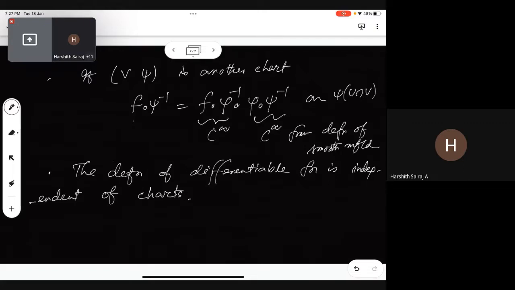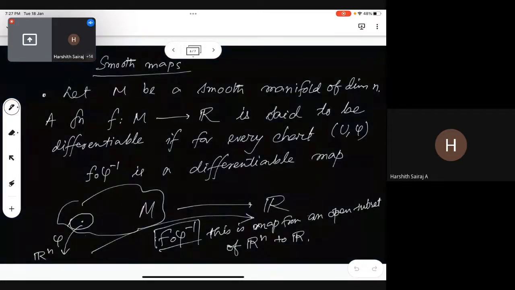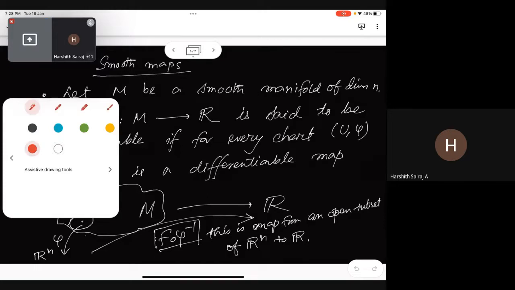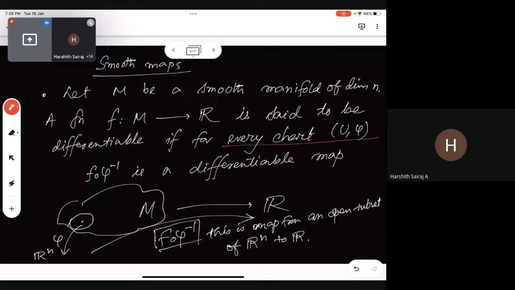Sir, I have a question. Yeah, sure. Is this another chart? Shouldn't all the charts belong to the maximal atlas? Oh yeah, sure. Here, of course, I wrote it for every chart, but it is actually enough to consider charts in an atlas. You can't check every chart, right?